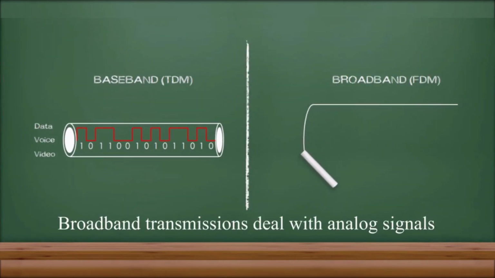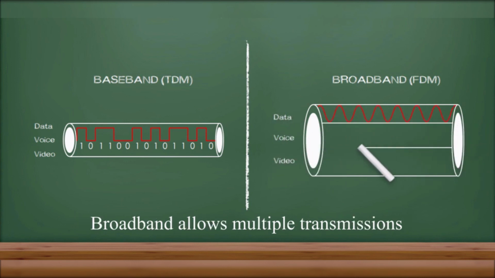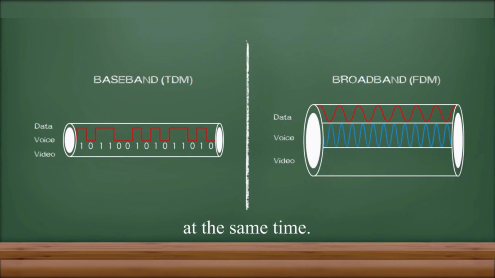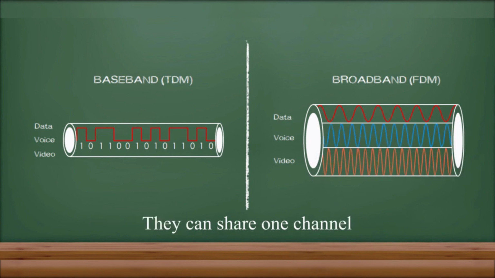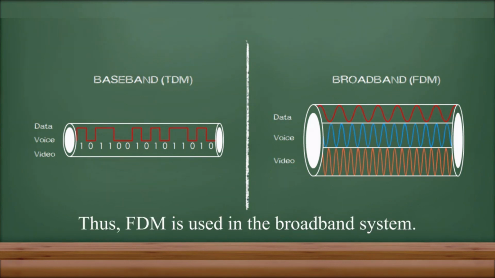Broadband transmissions deal with analog signals, which are in the form of optical or radio frequency waves. Broadband allows multiple transmissions at the same time. They can share one channel by using different frequency ranges. Thus, FDM is used in broadband systems.